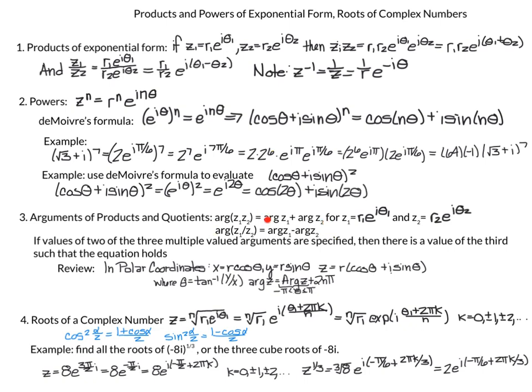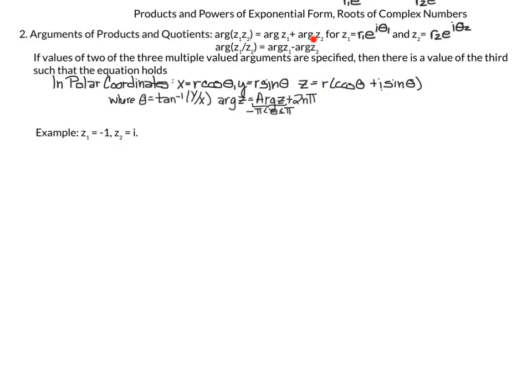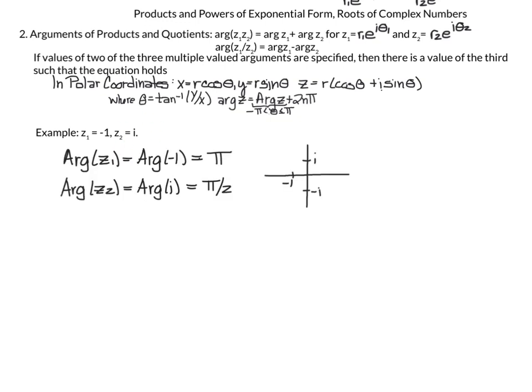And we also have this other similar corresponding formula: arg of z1 divided by z2 is equal to arg z1 minus arg z2. As I had mentioned, this stuff with the arguments of products and quotients is probably best seen with an example. So let's let z1 equal negative 1 and z2 equal i. I have drawn here negative 1 and i, and I also drew negative 1 again. I don't know why, just because.